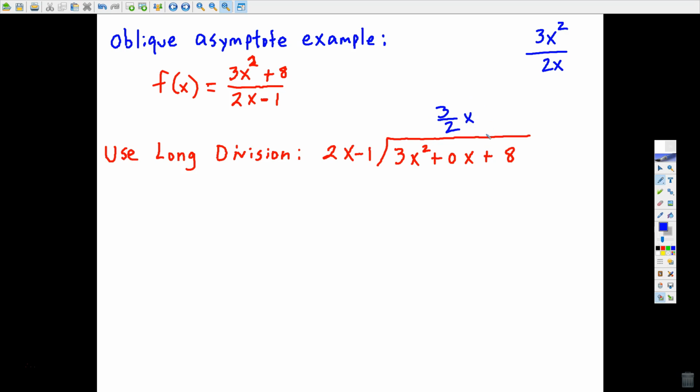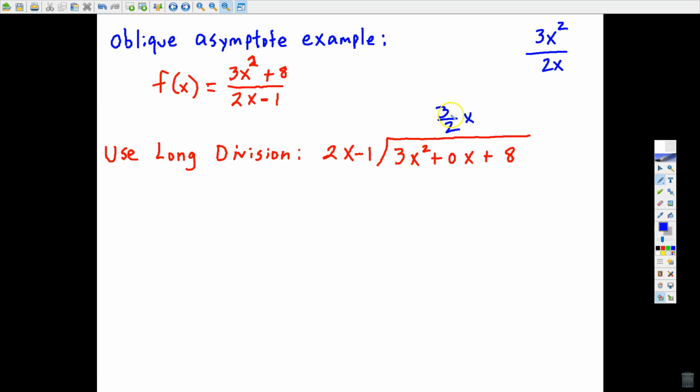Everybody with me so far? Question? How did you get the 3x? Well, just from 3 divided by 2. And when the x's, they're the same base, you just subtract exponents. 2 minus 1 is 1. So that's what you would multiply to get the next. Yeah, when you multiply 3 over 2 times 2, you're going to get 3. Because that's the next step.